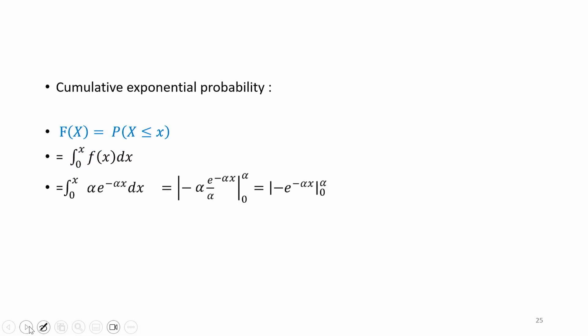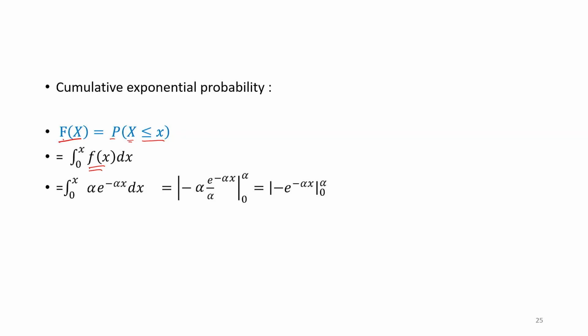Many times you will be interested to know the cumulative exponential probabilities, that is, capital Fx, not small fx. There is a distinction between these two. Small fx is the probability density function, and capital Fx means the cumulative distribution function. So capital Fx basically means the probability that the variable x takes values less than or equal to small x. It is always less than or equal to small x.